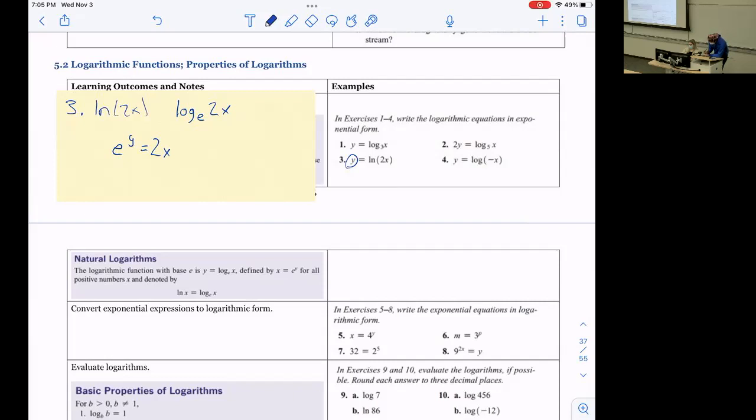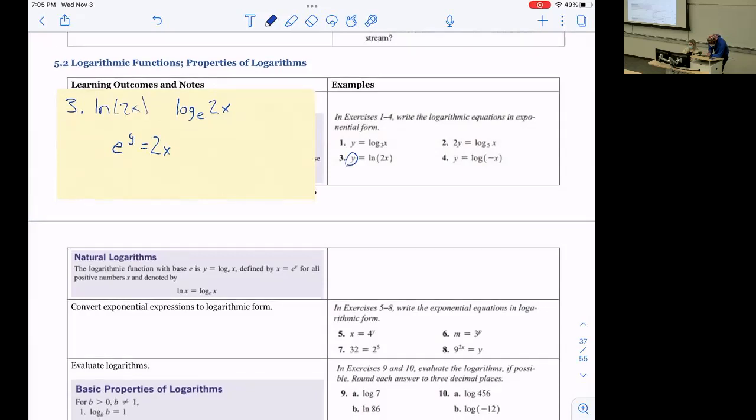Number 2. Log base 5 of x is equal to 2y. So we know 5 is our base, so we can always start with that. So we have 5 to the 2y, because logarithms want to tell us what our exponent is. 5 to the 2y is equal to what's on the inside of the logarithm, which is x.